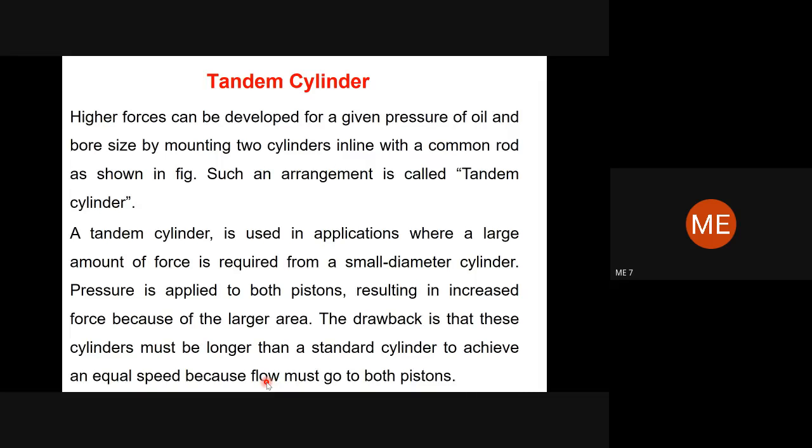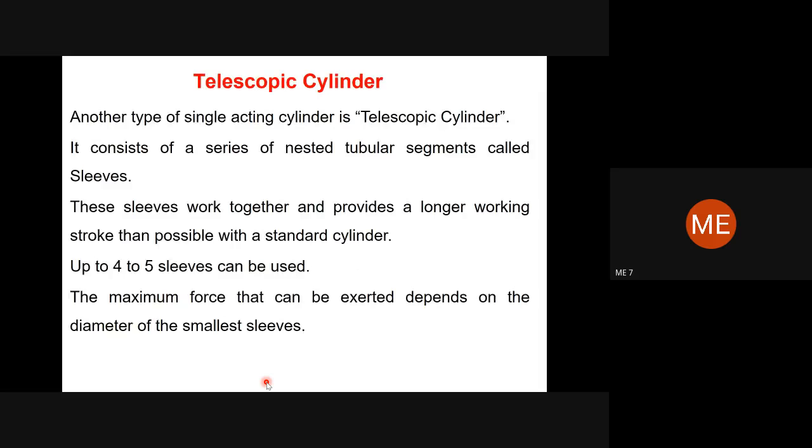Then one more thing is the telescopic cylinder, that is, nested cylinders. Now you have a nest of 3 or 4, and those are called the sleeves. The sleeves go one inside the other, and once you apply the pressure, slowly the sleeves start to expand. Because of that number of expansions, the movement of the oil is going to be more, and the working length, or the working stroke, is also going to be longer.